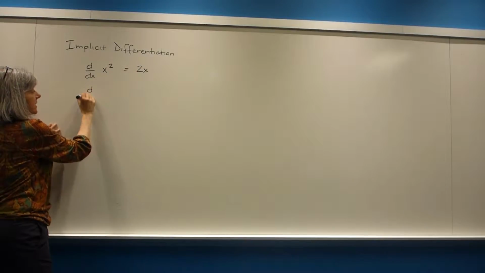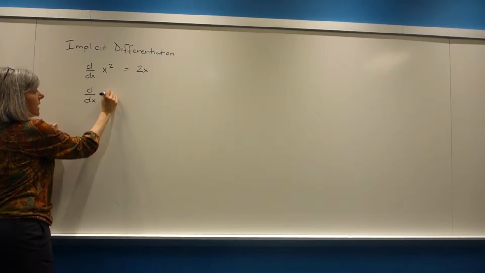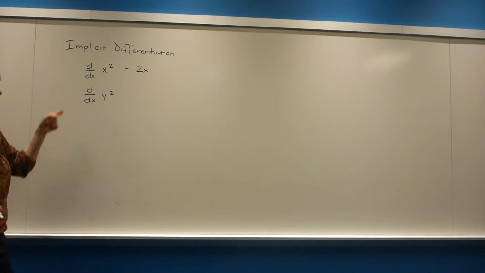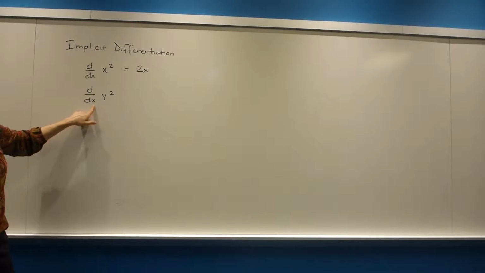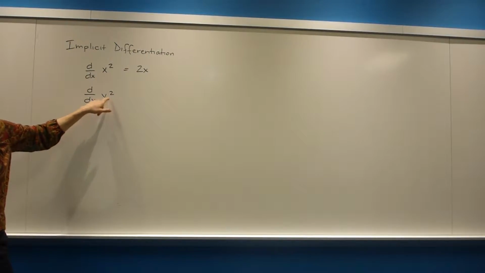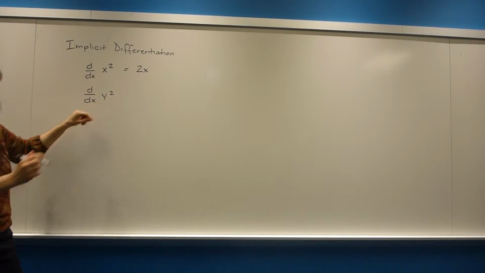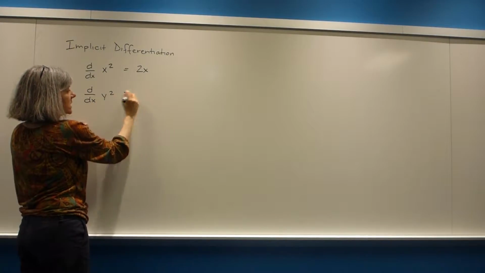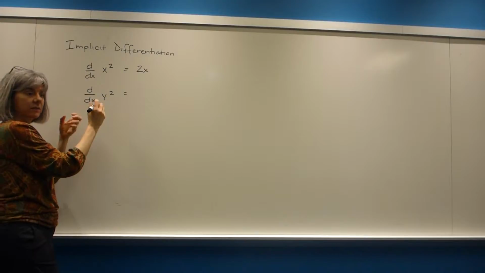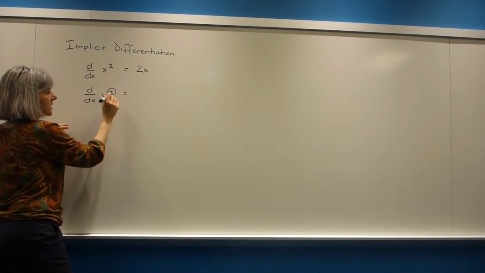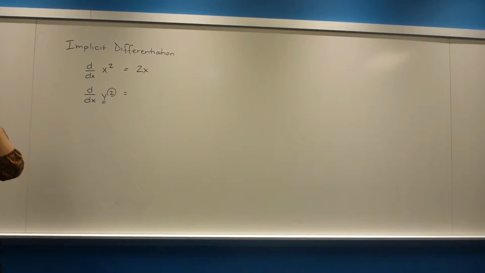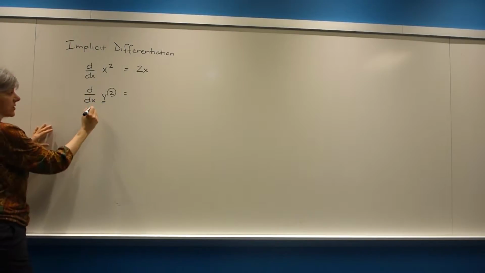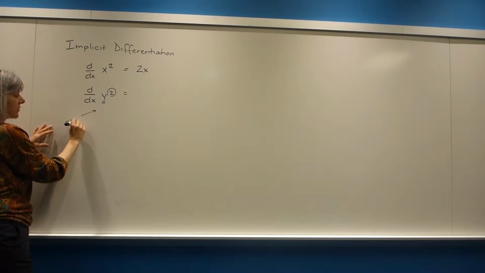On the other hand, if I say this, d dx of y squared, now I'm saying take the derivative with respect to x of y squared. Is this a basic? No, because this is not a plain x anymore. So that means that we need to have kind of an inside and an outside. So here's our inside, and here's our outside. So this is basically chain rule. So when I'm thinking of implicit differentiation right here, I'm thinking chain rule.